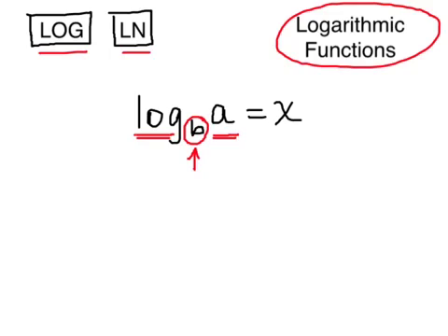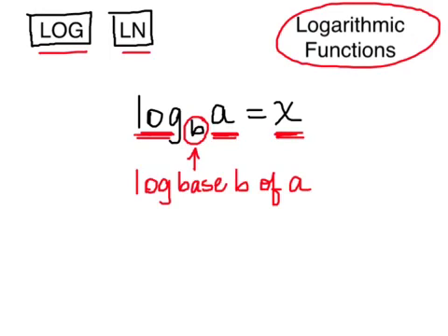And so this is called the base, and we read that log base b of a. And so you always just say log base whatever, and then make sure you realize that the log and the a are on the same level, and they're on the same level as whatever the number is over here. So they're all on the normal level, and the b is dropped down.